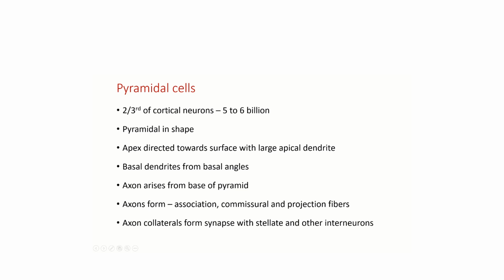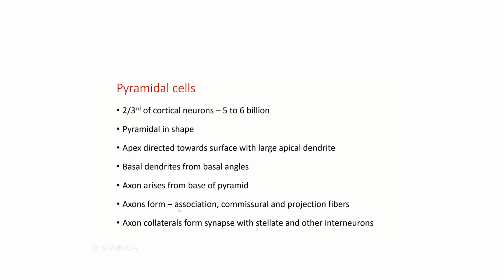Pyramidal cells, they occupy two-thirds of the cortical neurons, around 5 to 6 billion, pyramidal in shape, apex directed towards surface with large apical dendrite. Basal dendrites are coming from basal angles. Axons arise from base of the pyramid. Axons form association, commissural and projection fibers.